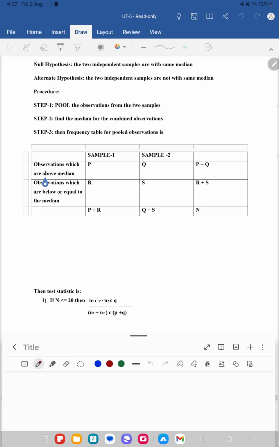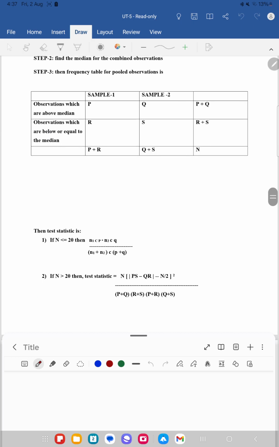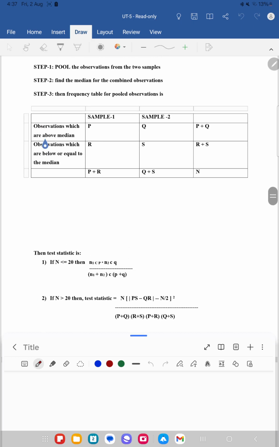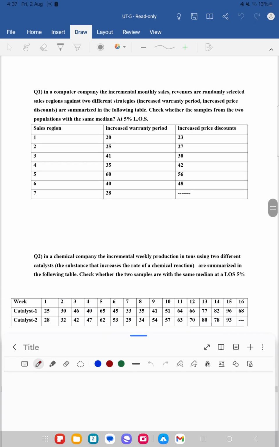And when the n value is less than or equal to 20, your formula is n1 Cp into n2 Cq divided by n1 plus n2 Cp plus q. And this is the formula for more than 20. So now I will explain an example for the median test.